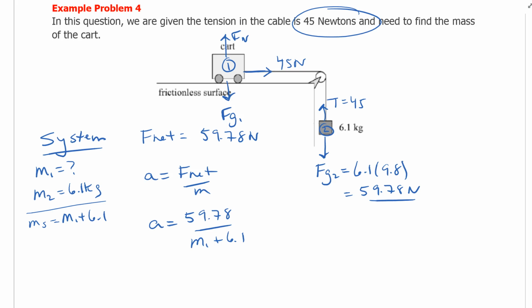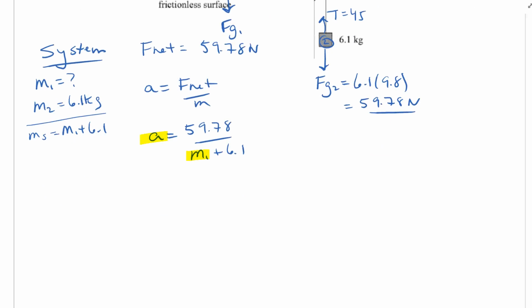We're at a bit of a dead end here. The problem is we have two unknowns, and we would really like to figure out the mass of the cart, and we can't because we also don't know acceleration. Well, when you get stuck, go back and take a look at the free body diagrams and try to think of these things as individual objects. So let's start sequentially. Let's look at object number 1.